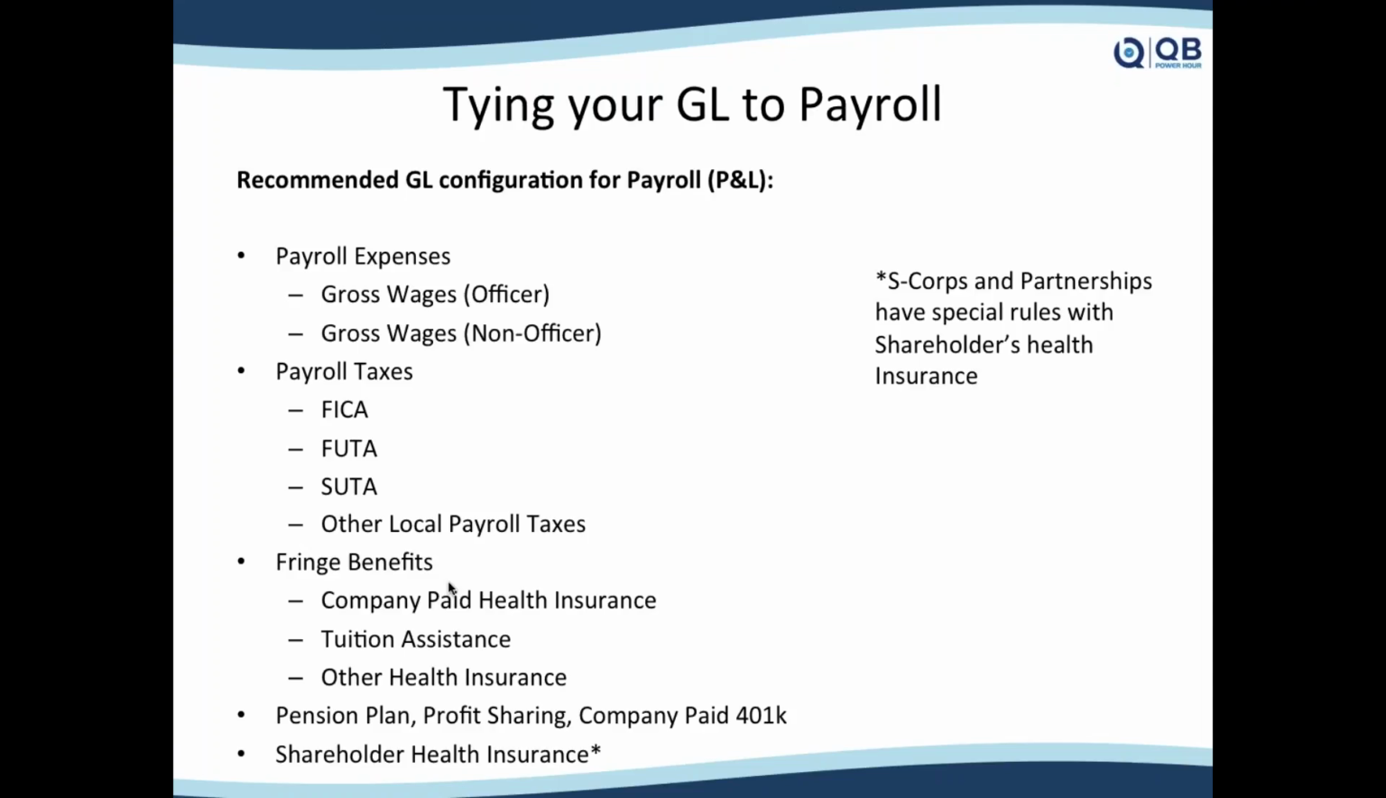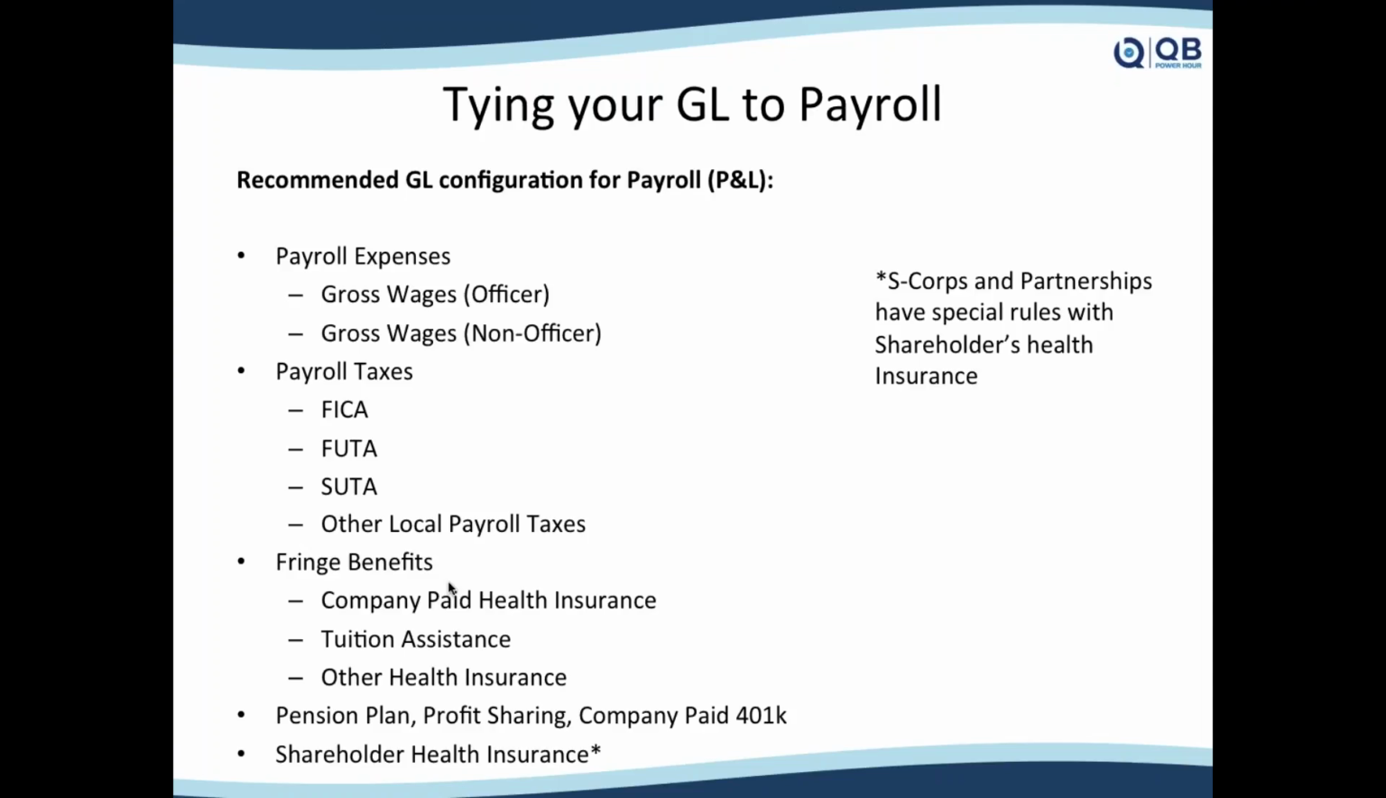Have a separate expense account for fringe benefits where you can have company paid health insurance, tuition assistance, and other insurance like dental or life insurance. You can put that there. Pension plan, profit sharing, 401k, company paid, that should absolutely be its own line. Employee paid 401k, employee paid pension, that should all be part of gross wages anyway. But company paid should be its own expense account.